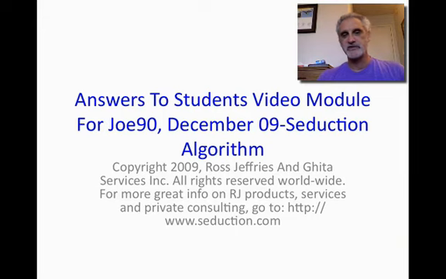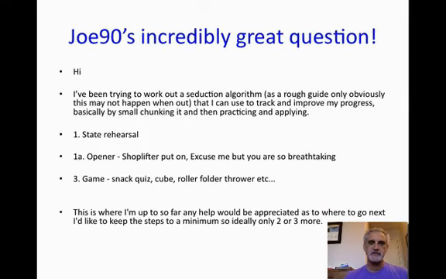And I like this question. This is a question about seduction algorithms. What are the overall basic pieces which, when you fit together, allow you to do multiple variations and come out with the same end result? And here you can see Joe's question. Basically, he's got three of the elements. He rehearses his state, he goes in with an opener, and then he goes to a game, a snack, or a quiz. And so I think Joe is looking for more flexibility and also to see if he's leaving anything out.